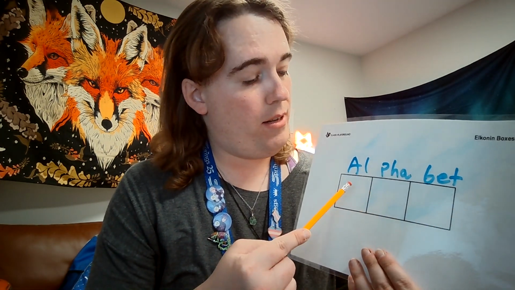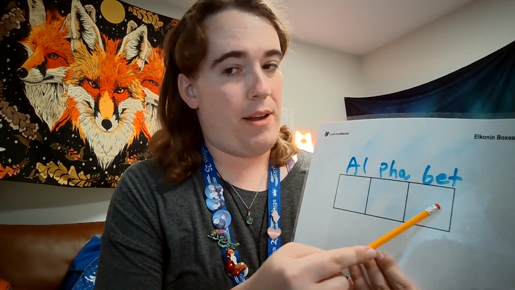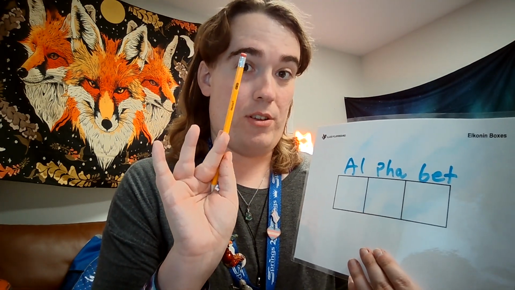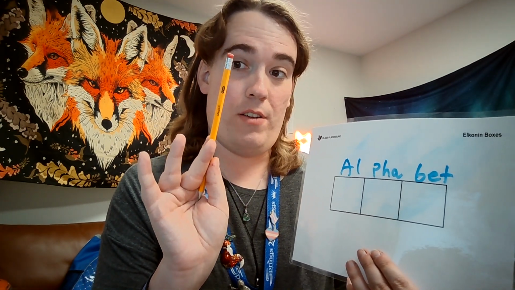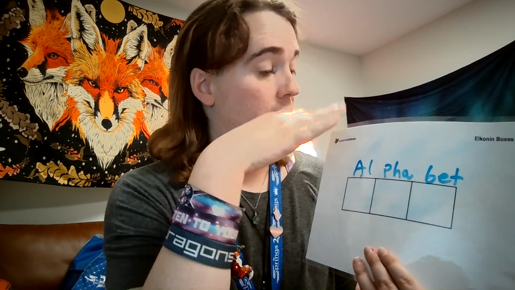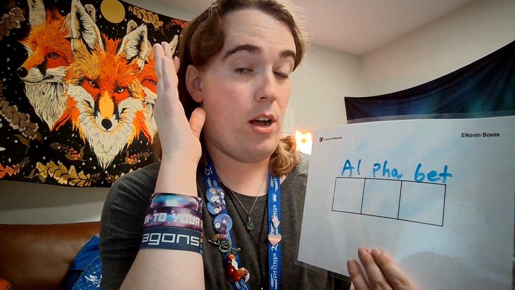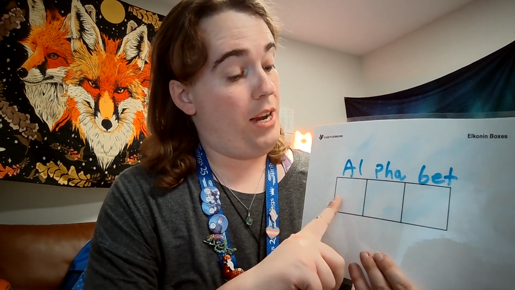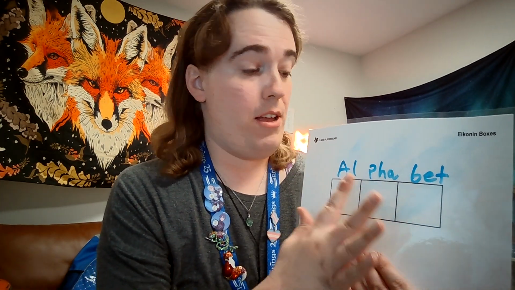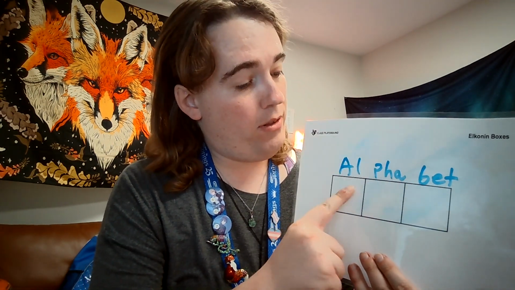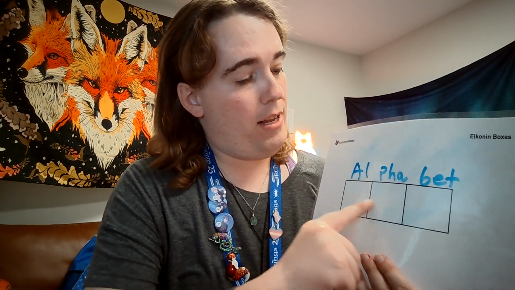Alphabet. Alphabet. Now, I use my pencil as the tactile part of this intervention. In addition, there's the audible portion of saying the different parts of the word out loud, and there's the visual part of being able to see the box and see the different syllables. So that was alphabet.